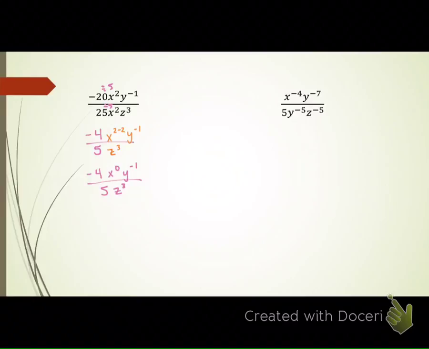Wait, why is it z to the 3? Negative 4. Wait, there's only one. Negative 4 stays. And then x to anything to the 0 power is 1. So that goes away. Okay, then what? Still up there, and then y to the negative 1 goes to the denominator. What else is in the denominator with y? 5 and z to the third. Perfect. So this is negative 4 over 5y z to the third.